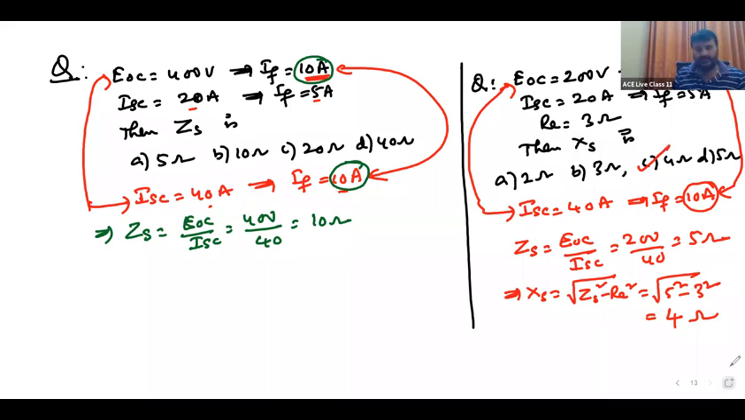Now, let me give one GATE question. A previous GATE question, GATE 2009. He has given the question: EOC is equal to 2000 volts.